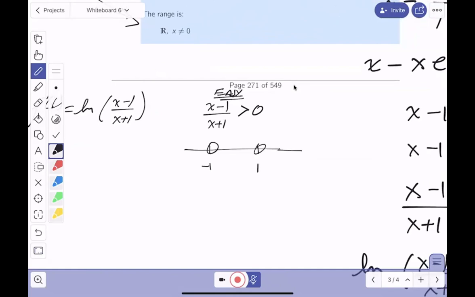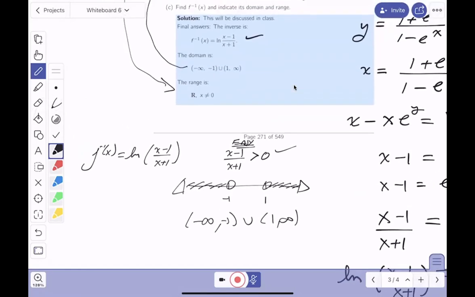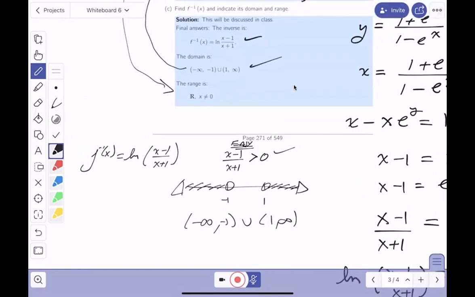You're going to take test values here. A number after 1 would be like 2. Plug it in, you get positive. Again, I'm solving a very simple inequality. A number below minus 1, like minus 2, plug it in, you get negative over a negative, which would be positive. So what's this guy going to be? Minus infinity up to minus 1, union 1 to infinity. This was so much easier than me graphing. I hope you can appreciate that.